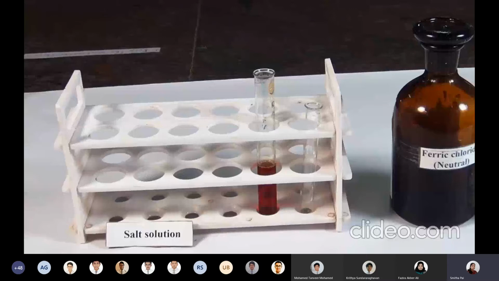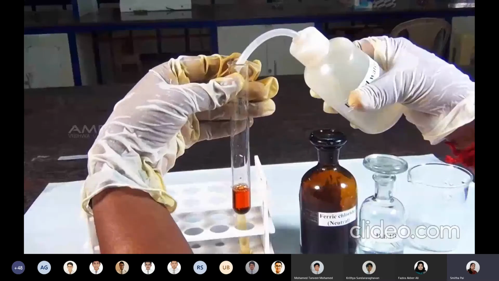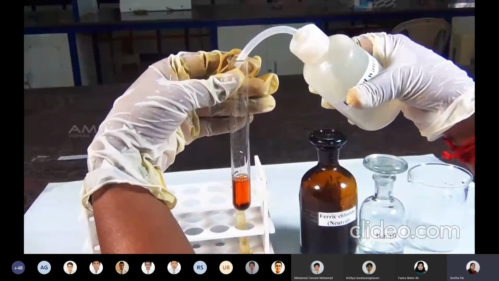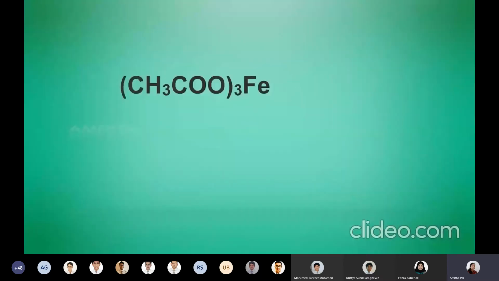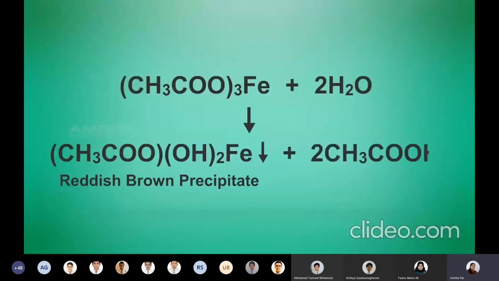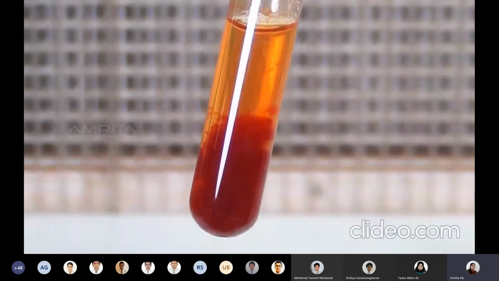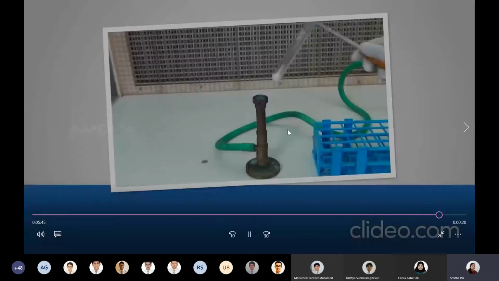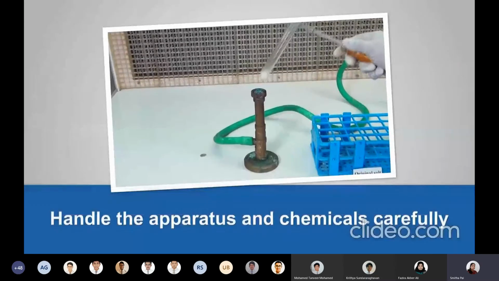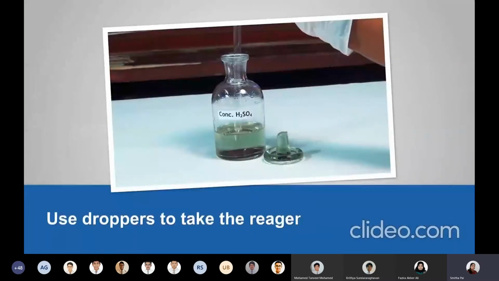Take the second part of the filtrate and add distilled water to it. Now, boil the contents of the test tube over the Bunsen burner. Ferric acetate reacts with water to form a reddish-brown precipitate of iron complex. Precautions: handle the apparatus and chemicals carefully. Use droppers to take the reagents from the bottles. Wear a lab coat and gloves while performing the experiment.